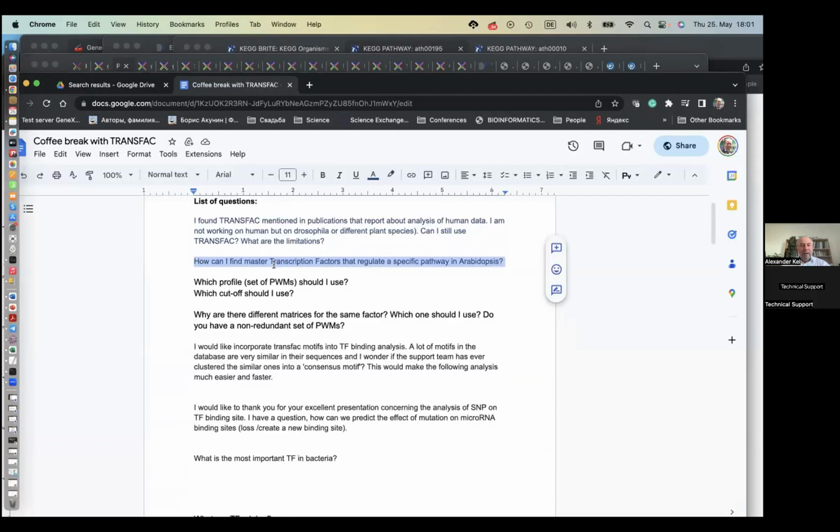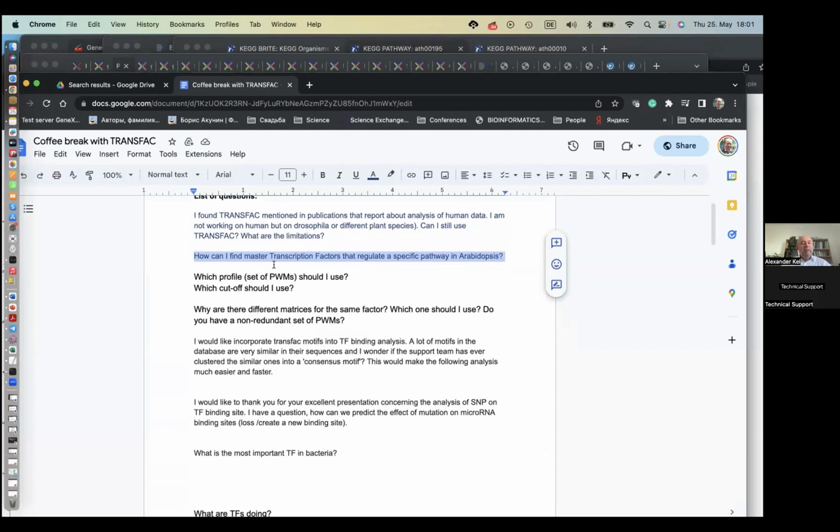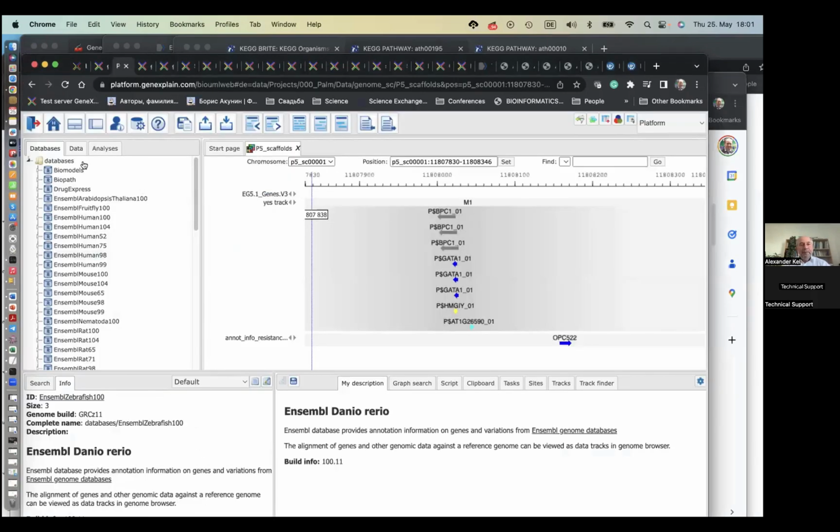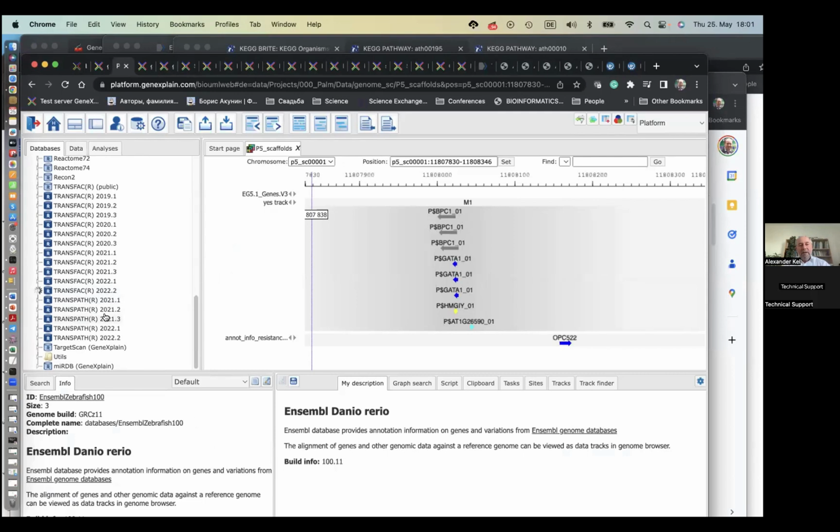All right. So there are repeating questions about which profile to use. Actually, I spent a bit of time in my first coffee break, maybe 2 months before, describing various profiles and what they mean. Just briefly repeating here again. In the TRANSFAC database, we have this concept of profiles. A profile is simply a collection of matrices.